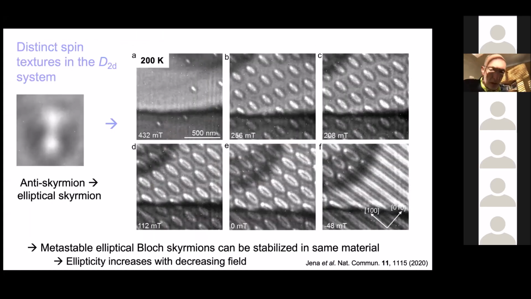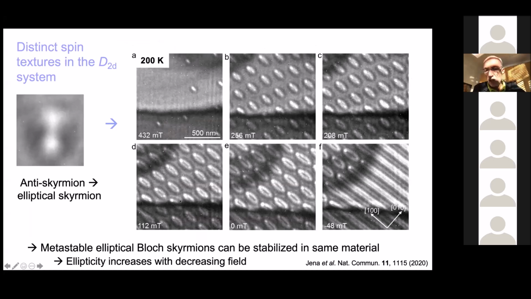Now, what we discovered more recently was that in the same Heusler compound, here it's a manganese 2 platinum tin derived material, by changing the temperature and field, Jagannath Jena, one of my PhD students, discovered that he could see a totally distinct topological object. And we called this an elliptical Bloch skyrmion. And I think you can see this very easily here in these images.